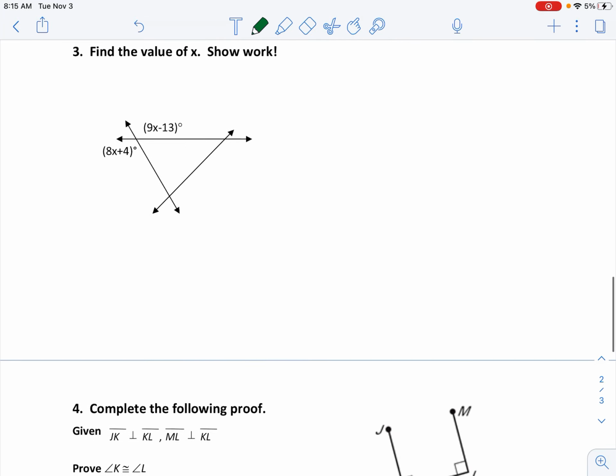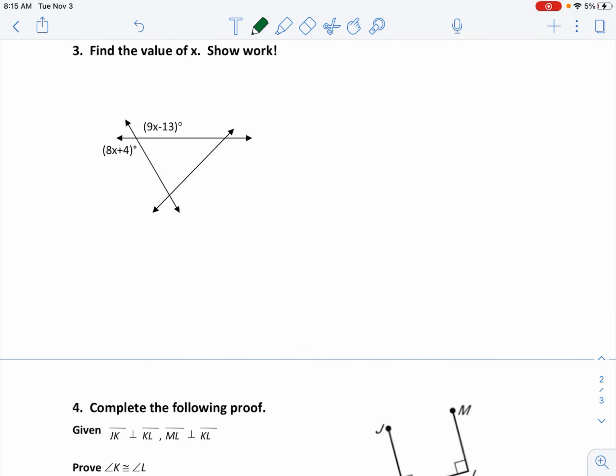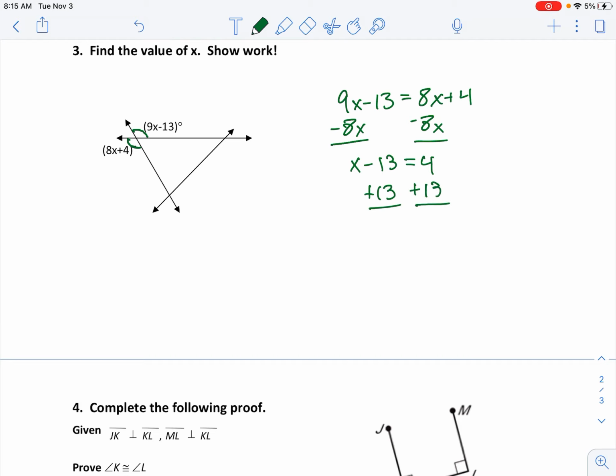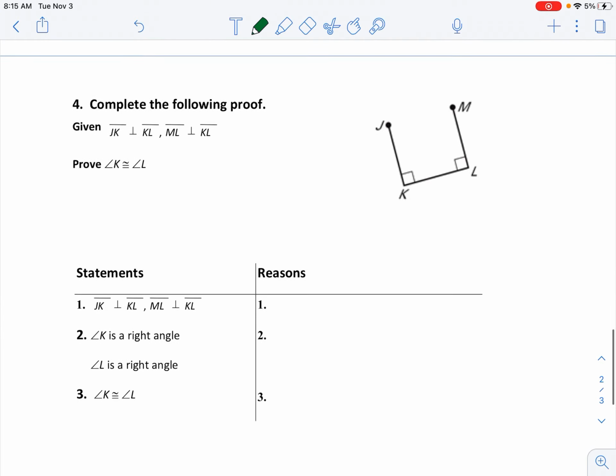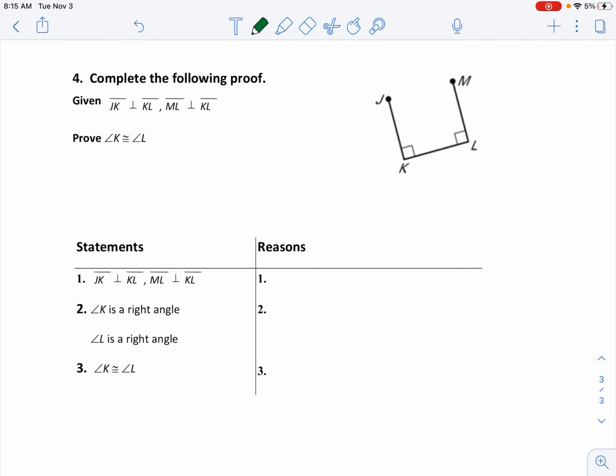Linear pair relationship. And the last one here, these two angles, it's kind of a weird picture, but this angle is right here, this one is right here, and I kind of marked it with the arcs. They're vertical angles, they are equal. So I'm going to say 9x minus 13 equals 8x plus 4. And then working to solve this, I'll take away 8x first to get x minus 13 equals 4. I'll add 13 to both sides. We have x equals 17. Boom. Vertical angles.